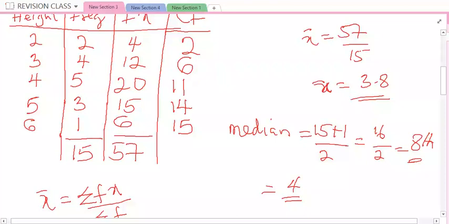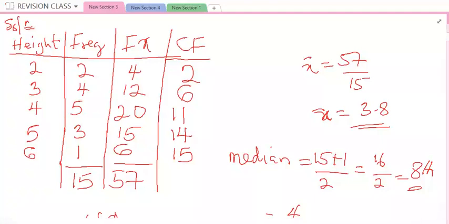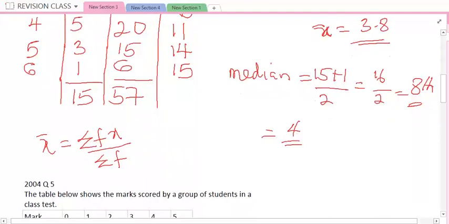So calculating the mode is the easiest. Which of these has the highest frequency? The highest frequency is 5, and the data with that frequency will be our mode, meaning your mode is also going to be 4.